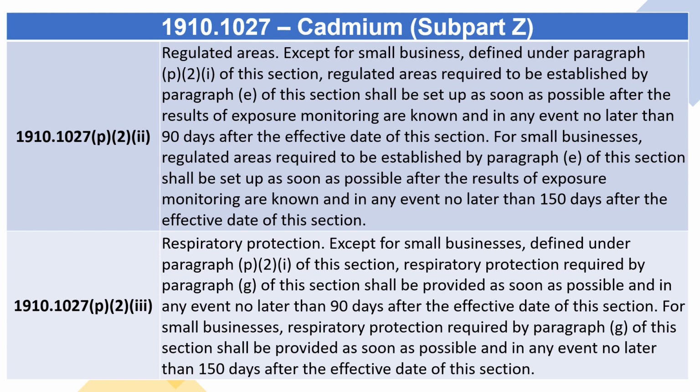1910.1027 P.2.iii. Respiratory protection. Except for small businesses, defined under paragraph P.2.i of this section, respiratory protection required by paragraph G of this section shall be provided as soon as possible and in any event no later than 90 days after the effective date of this section. For small businesses, respiratory protection required by paragraph G of this section shall be provided as soon as possible and in any event no later than 150 days after the effective date of this section.